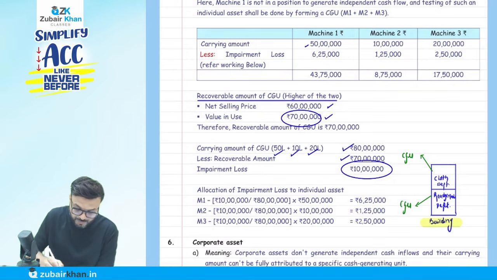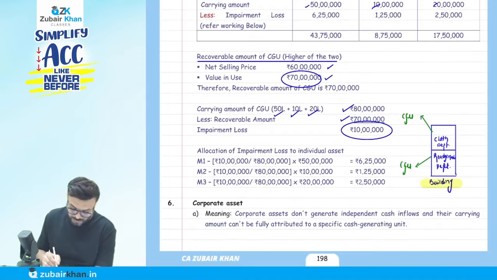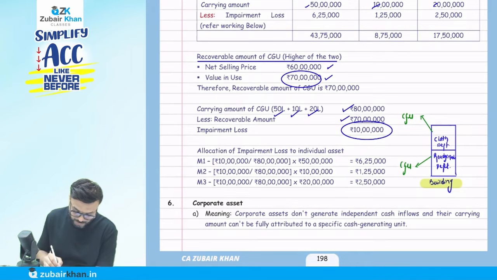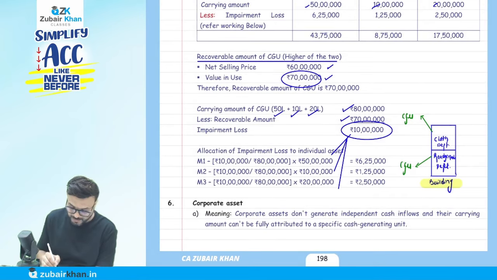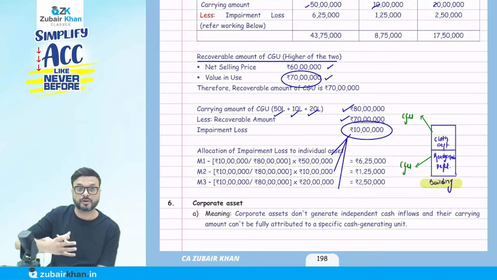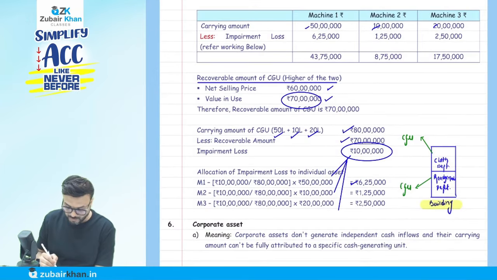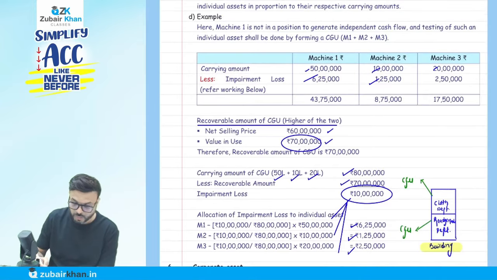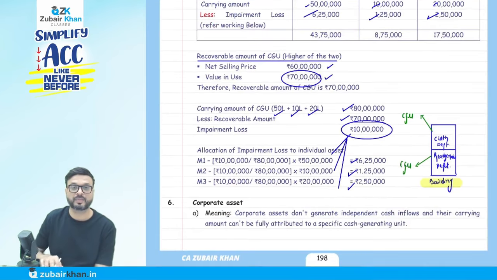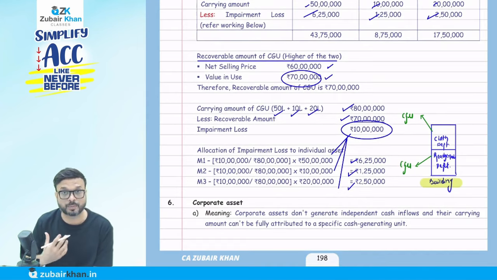So their book value is how much? 50, 10 and 20. So this will be distributed in the proportion of 50, 10 and 20, and these are the impairment. First we find the impairment loss of the group, and then on the basis of their book value we will allocate them. Okay, so you can see that 6,25,000, 1,25,000 and 2,50,000. Okay, now here the second concept, the corporate asset.